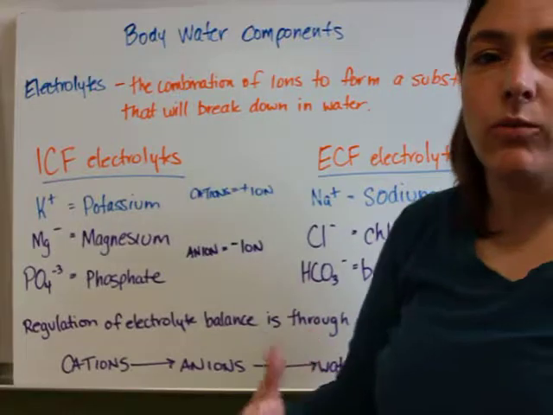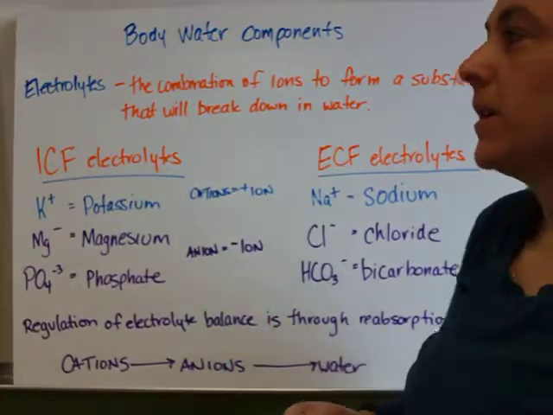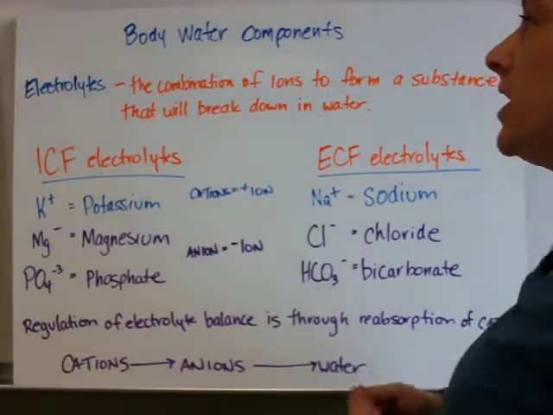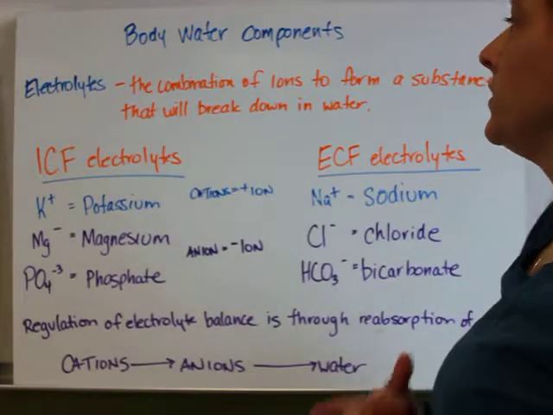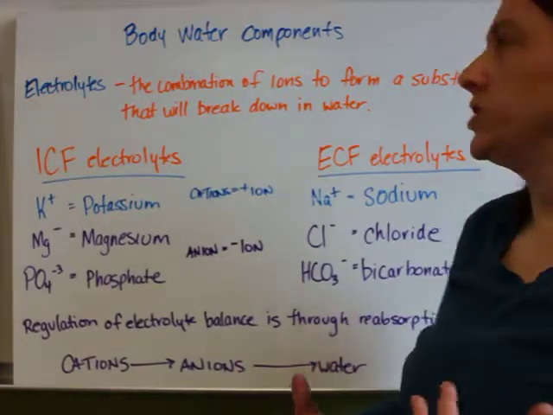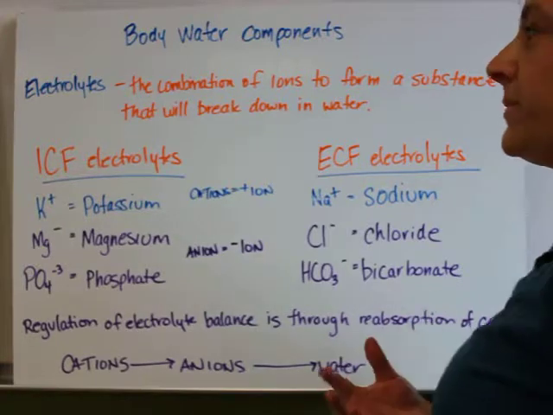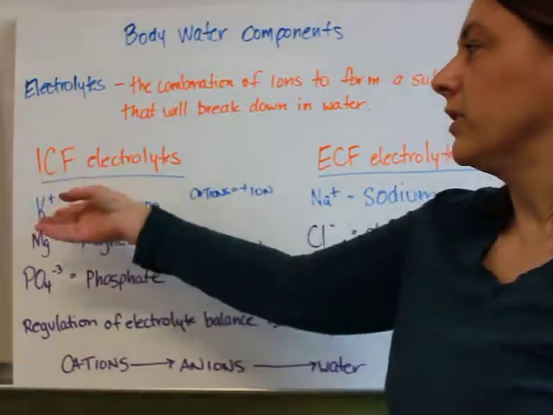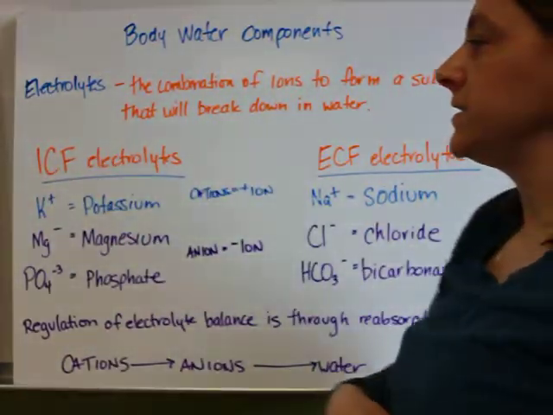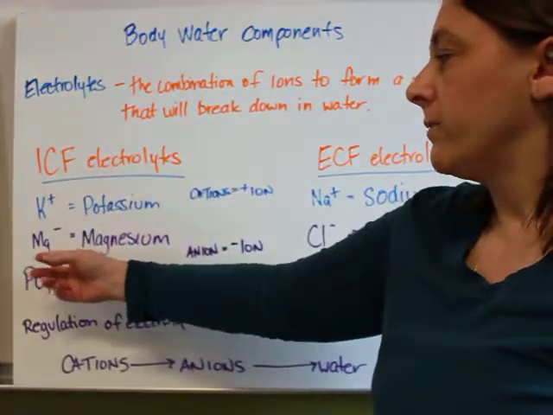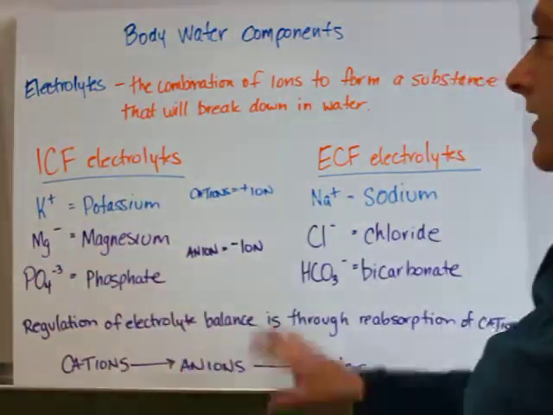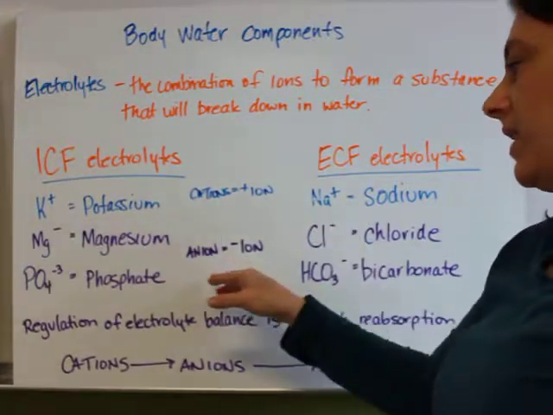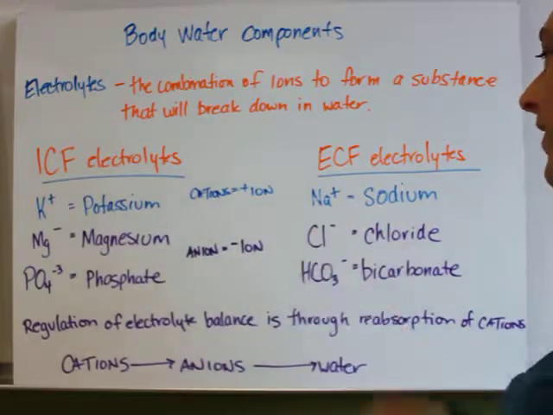So, some body water components: we have plasma. Blood would be considered one too, but we're going to talk about electrolytes right now. Electrolytes are basically the combination of ions to form a substance that then breaks down into water. So we have intracellular fluid electrolytes, and these tend to be potassium, magnesium, and phosphate. Okay, and then remember from anatomy and physiology, cations are positive ions and anions are negative ions.